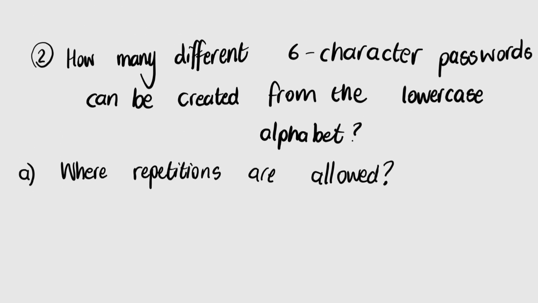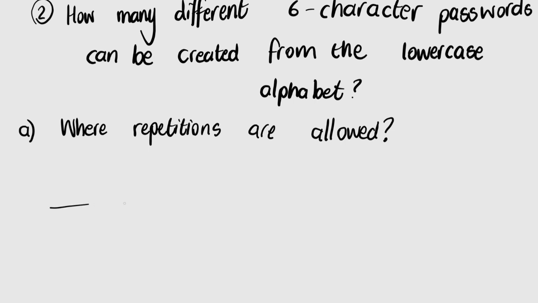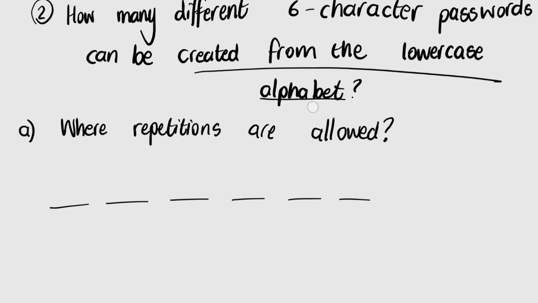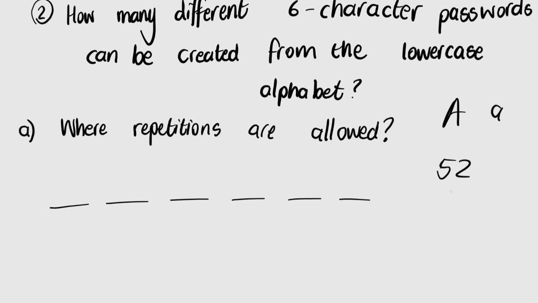Where repetitions are allowed. So it's going to be 1, 2, 3, 4, 5, 6. The reason I said lowercase alphabet is so that there's no confusion as to whether it's uppercase and lowercase, because if it was uppercase and lowercase, there would be a total of 52 characters to choose from. So here we eliminate all confusion. We just say the lowercase letters.